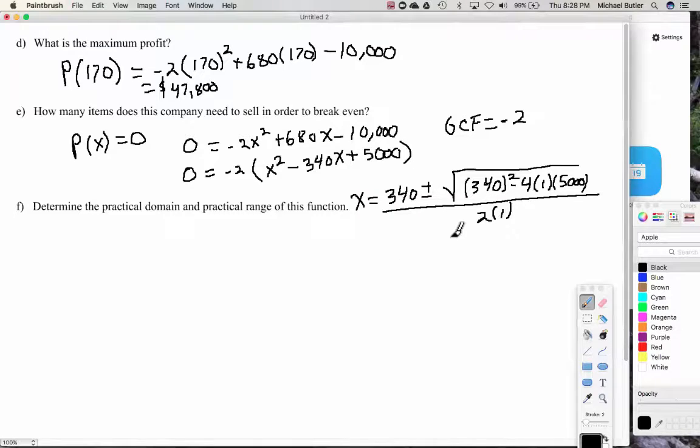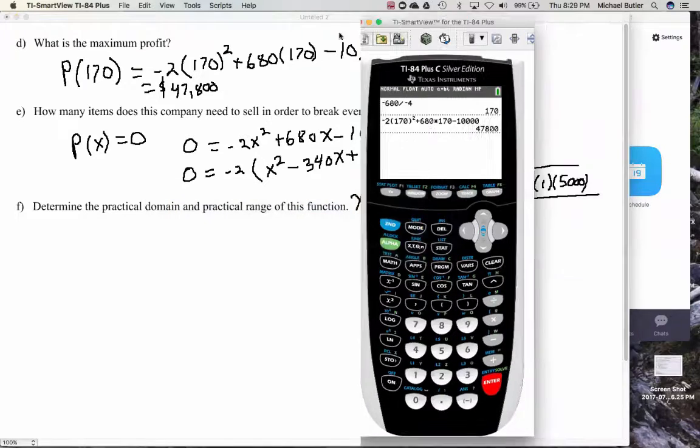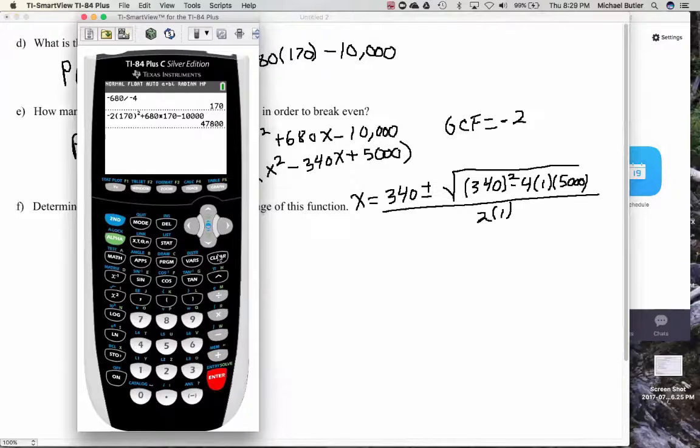Okay, so let's get the calculator back out to help us with this, because I'm not going to try and do this by hand, obviously. Let me clear this out. We're going to use parentheses to open the numerator, 340 plus square root of parentheses 340 squared. By the way, if you haven't got the quadratic formula memorized yet, you need to get after that, because that's really important, okay? Minus 4 times, and I don't need to put the 1 in there, so I'm just going to put the 5,000.